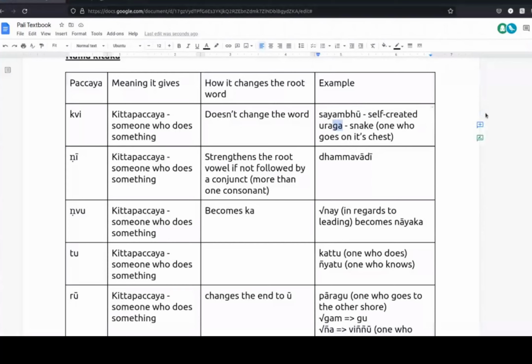Uraga, here the root is actually ga, which you may not have noticed, but well, the root is actually gam. But gam is so irregular that it does these kinds of things, and you end up with uraga. Ura means chest. In this case, on one's chest, one's stomach, kind of. And ga in regards to going, so when you turn ga into a noun, you get one who goes, right? Here you get one who exists. Here you get one who goes. One who goes how? On one's chest. A snake is a being that travels on its chest.